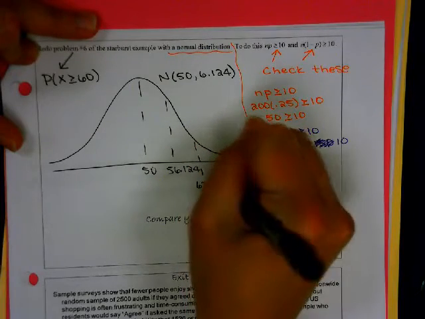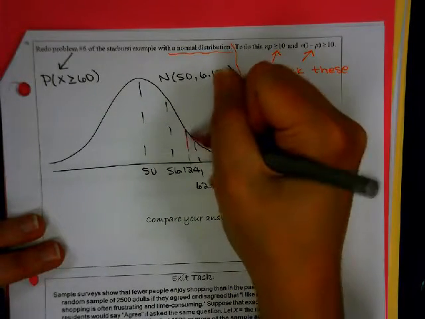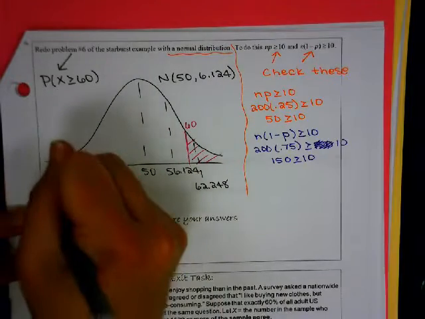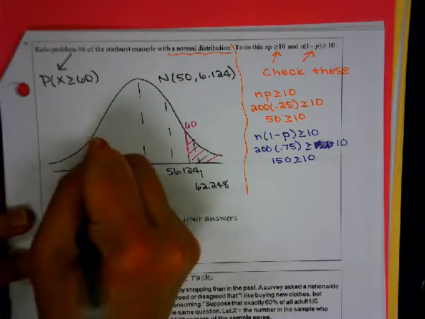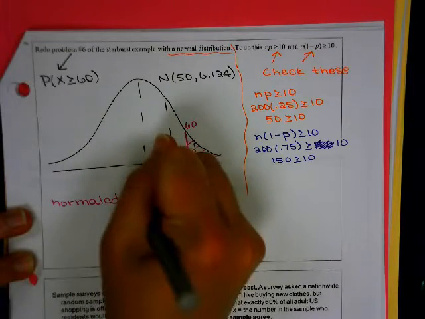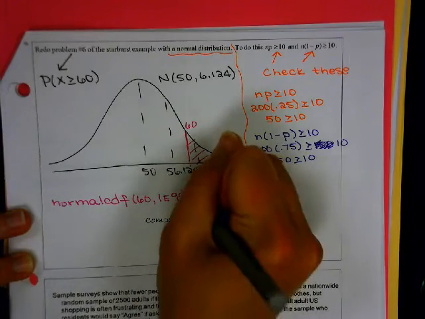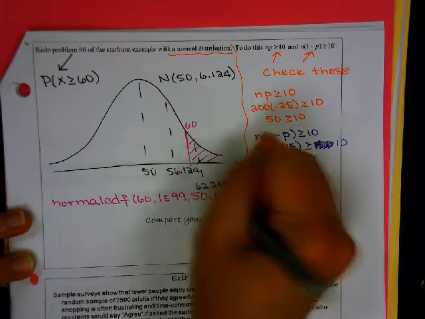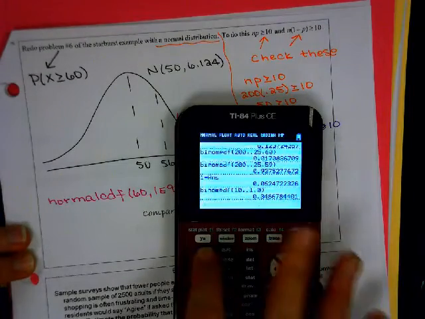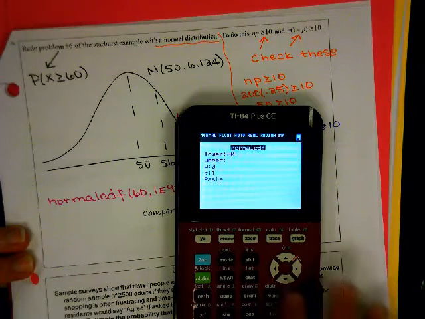So we're going to do normal CDF, lower bound 60, upper bound big number, mean 50, standard deviation 6.124. And we get 0.05124.